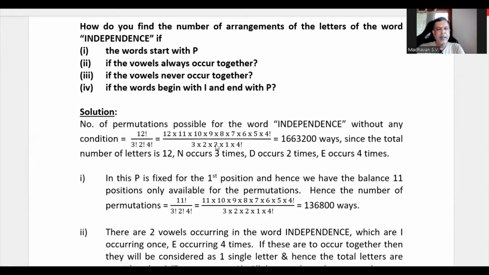This calculation will be useful subsequently. We'll see where it is getting used.